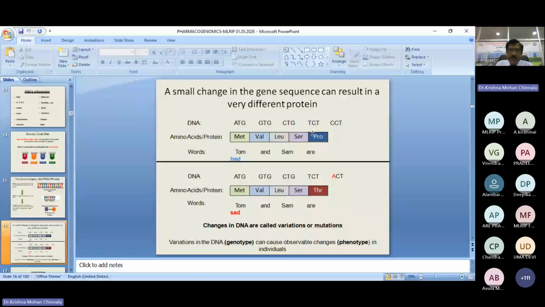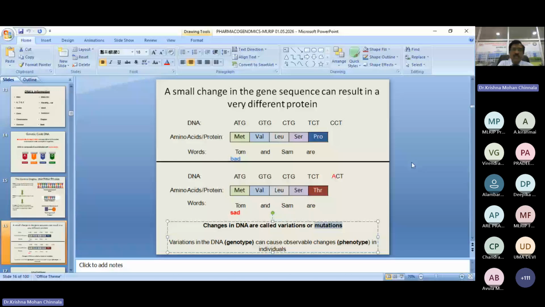Changes in DNA are called variations or mutations. This word we learned or heard about during COVID. The COVID virus made so many mutations and became resistant. That's why so many people died. So these changes in DNA, whether in an organism or a human being, are called variations or mutations.